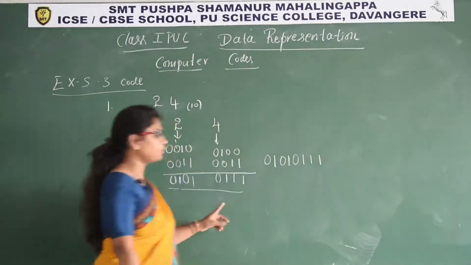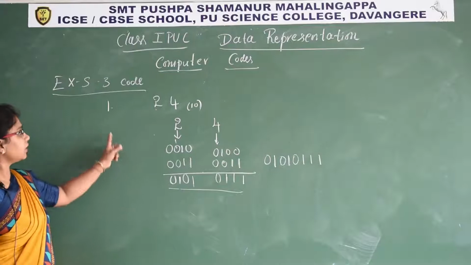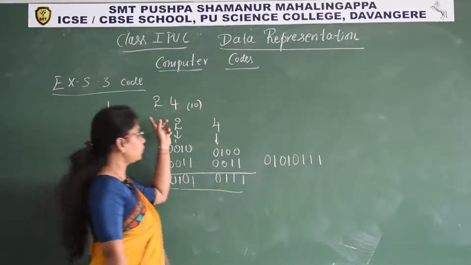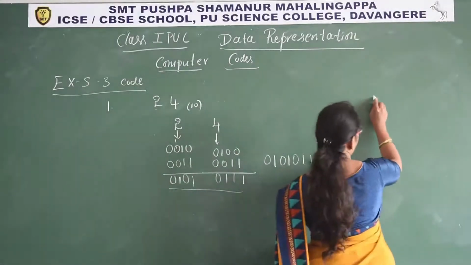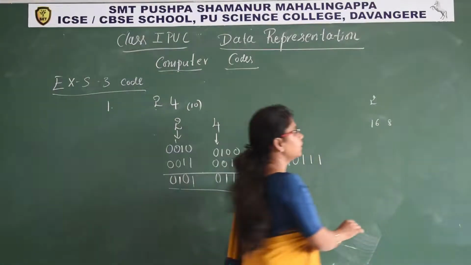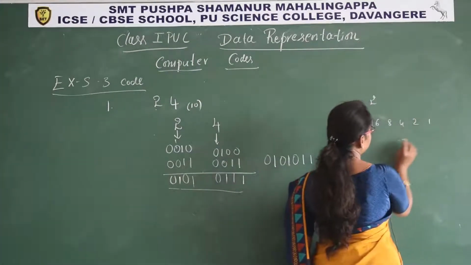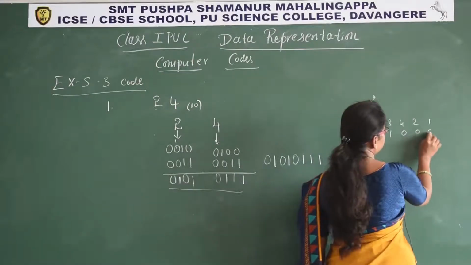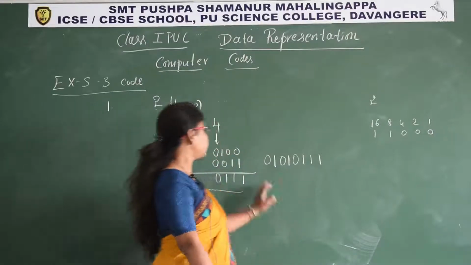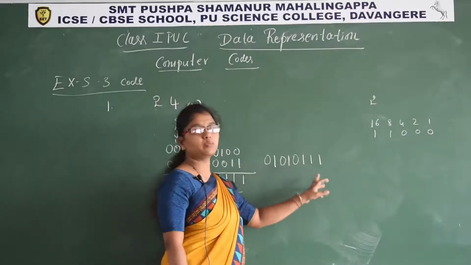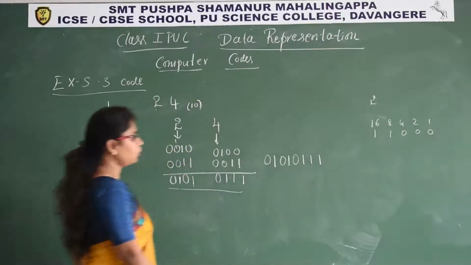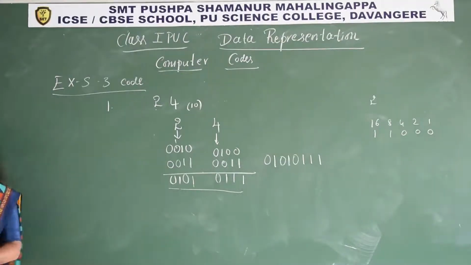It is not a binary conversion, it is an excess code system, excess-3 code of 24. Actually, what is the binary equivalent of 24? 16 plus 8 gives 24, no? 16, 8, 4, 2, 1: 11000. 11000 is the binary conversion of 24, and 01010111 is the X3 code of 24. I hope you understood what is X3 code.